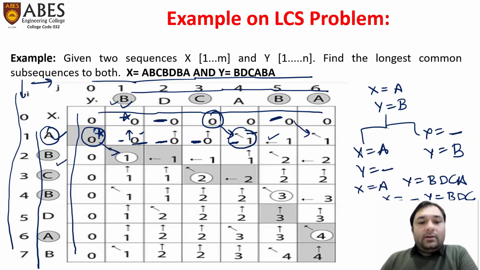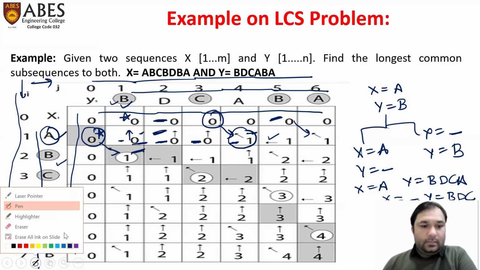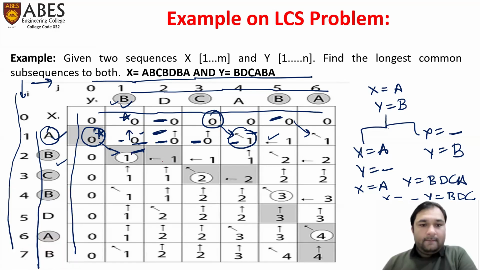Then B and D are not matching, so of 1 and 0 the maximum, it will return 1. Then B and C are not matching. If we see this value and this value, it will return 1 with this arrow. And then B and A are not matching. This is 1, this is 1, so we mention 1 with an upward arrow.